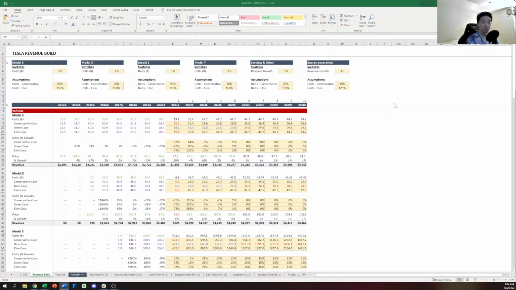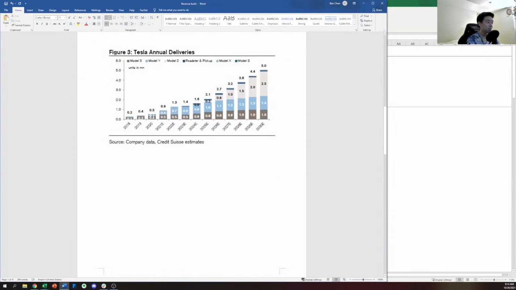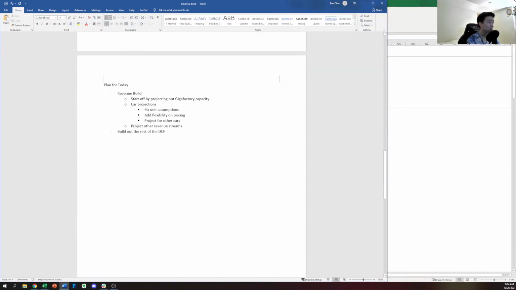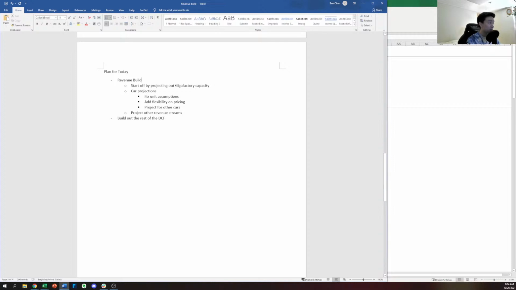Let me show you what we're going to do in a nutshell. Today the plan is to build out the revenue, starting by projecting out Gigafactory capacity. I thought about how we can really project out each car's number of units from 2021 into the future, and it's probably better to think about the total number of cars that can possibly be created, and go with a top-down approach rather than a bottom-up approach. Then the next thing is to look into the cars, project out the other revenue streams, and hopefully build out the rest of the DCF.